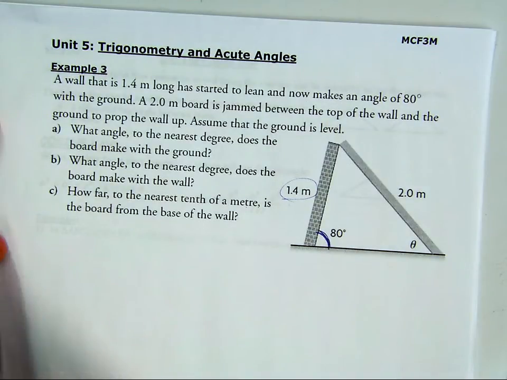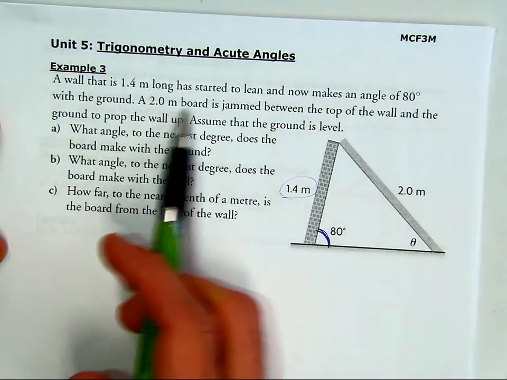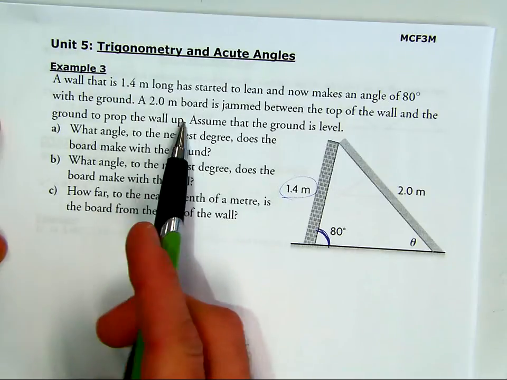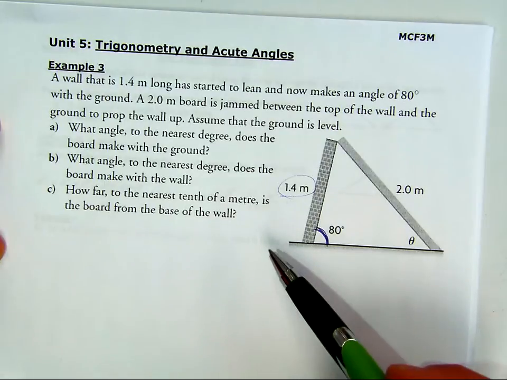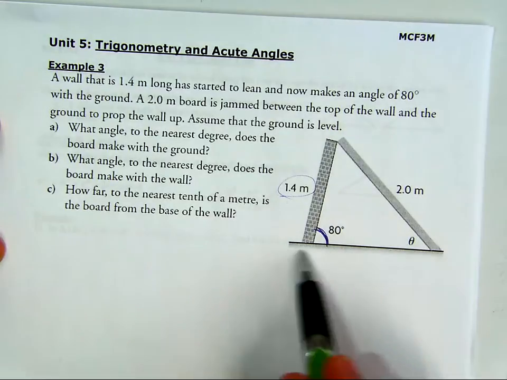A 2-meter board is jammed between the top of the wall and the ground to prop up the wall. So here's the 2-meter board, and it's jammed up against the top of the wall. Assume that the ground is level. So here's the ground. Okay.